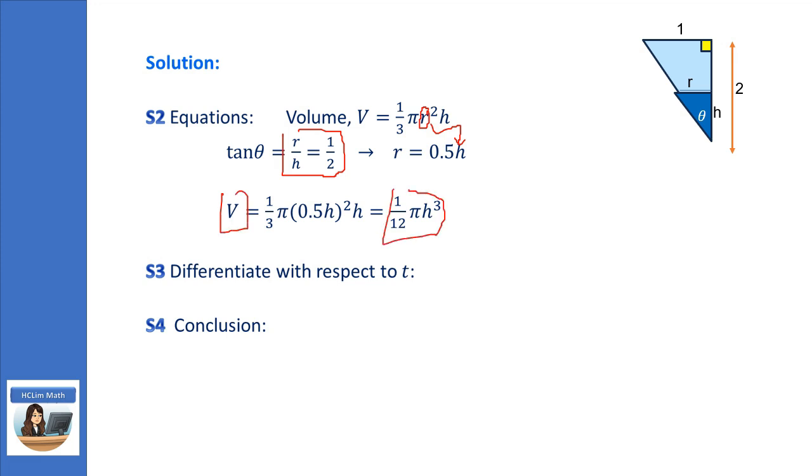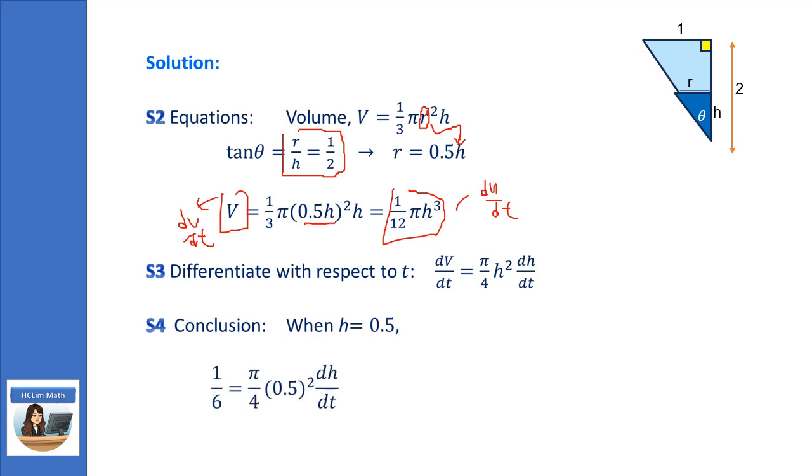Why do I do like that? Because I'm interested to find dH/dt, and I have the information of dV/dt. So this means that the R is useless here, so we are not going to use R. I denote my R in terms of H. After that, I start to differentiate. So I have my dV/dt equivalent to pi over 4 h squared dH/dt. After that, I substitute h equal to 0.5 into my differential equation.